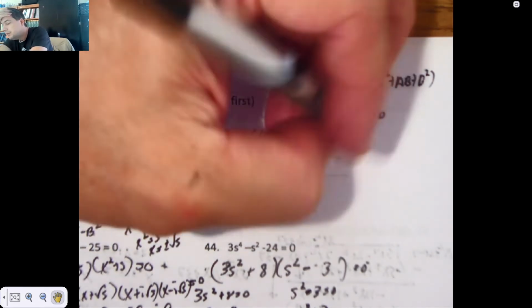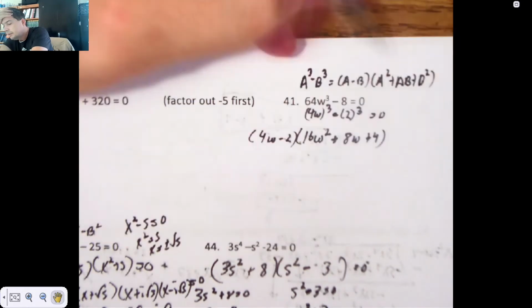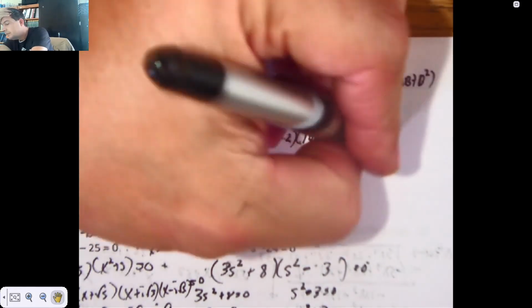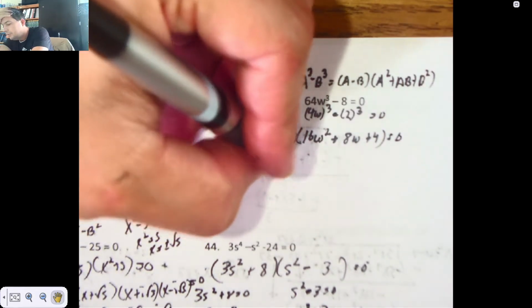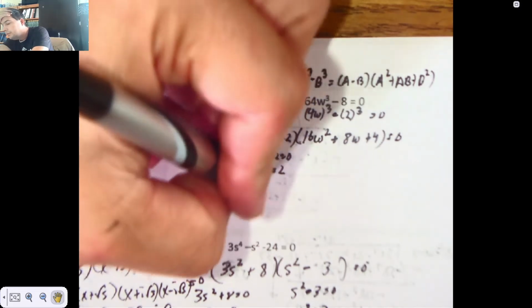4 times 2 is 8. Don't forget the w. And that says square b. That's going to be a plus 4. This thing tells you the signs. Trust it. Still equal to 0. So 4w minus 2 is 0. 4w is 2, and w is a half.